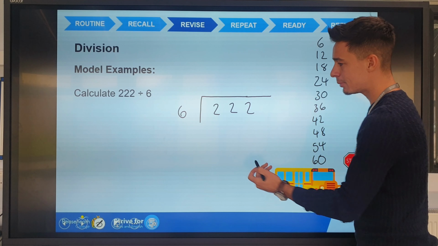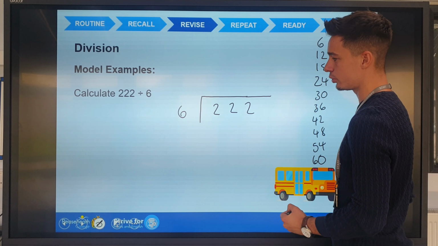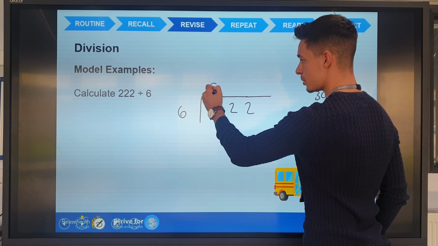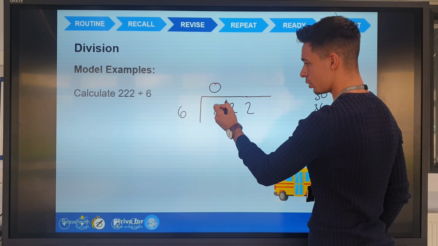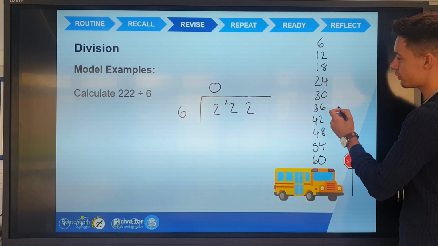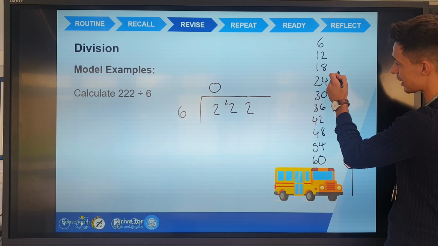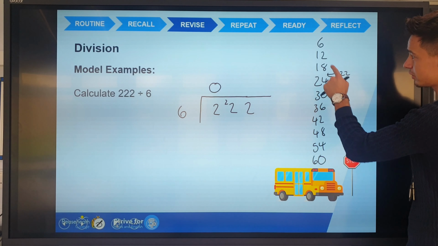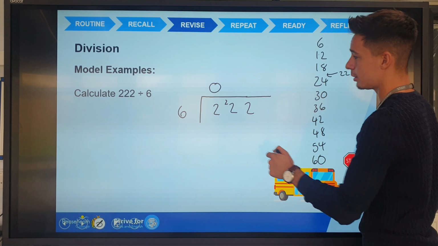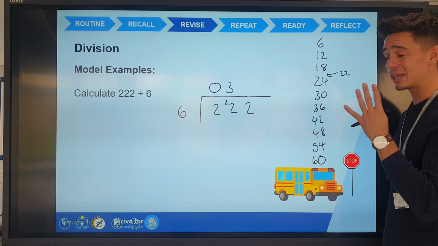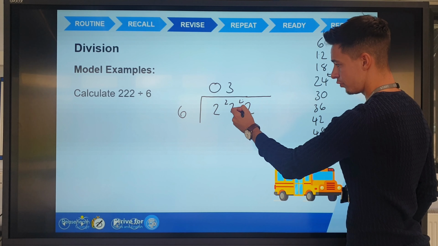So step 1, how many times does 6 go into 2? Well, it doesn't go into 2. 6 is bigger than 2, so it won't fit in. So we put the 0 up top and we carry the 2 across. Now, how many 6s go into 22? Well, if 22 was on this number line here, it'd actually be there. That's where 22 would be. So how many times does 6 go into 22? Well, it goes in 1, 2, 3 times. And then what is the difference between 18 and 22? Well, it's 4. So I'm going to put a 4 there.